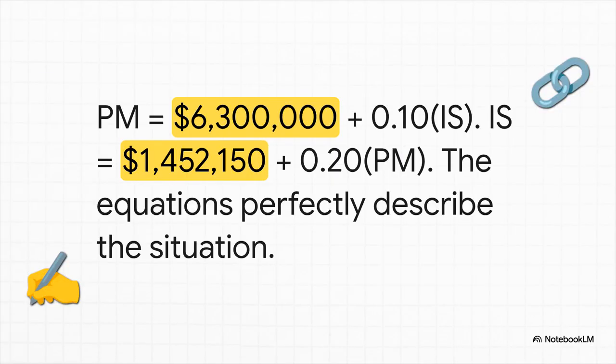Okay, step 1. Let's build our equations. The total cost of plant maintenance, PM, is its own direct cost, the 6.3 mil, plus the 10% of IS's total cost that it uses. Makes sense, right? And we do the same for IS.